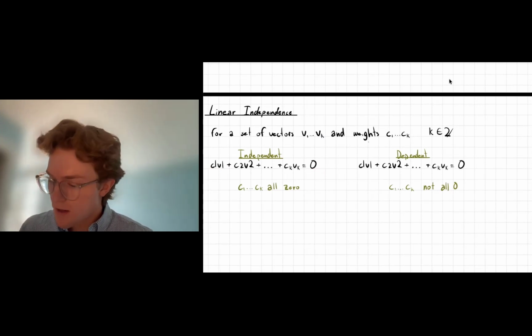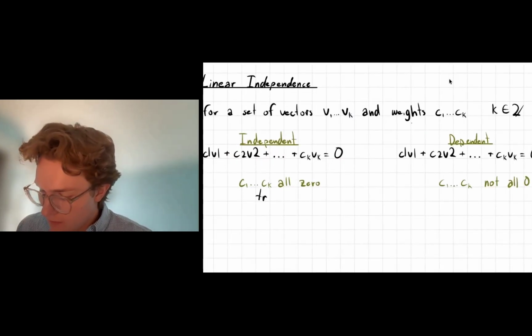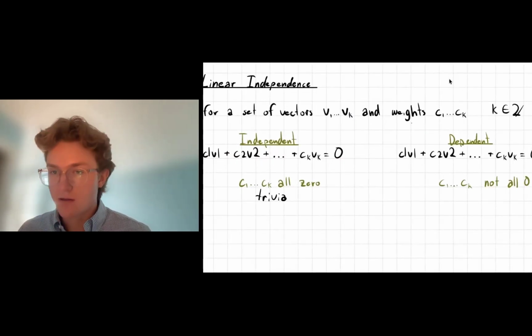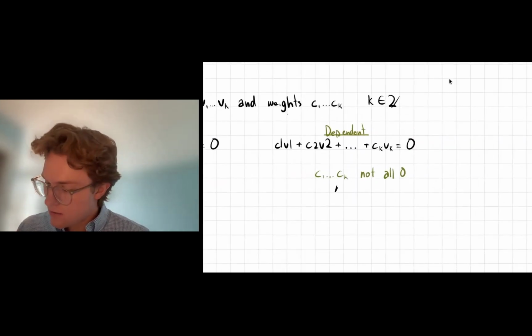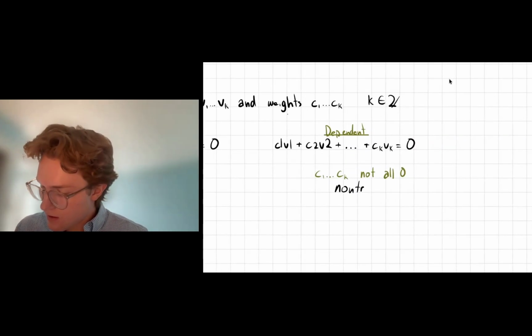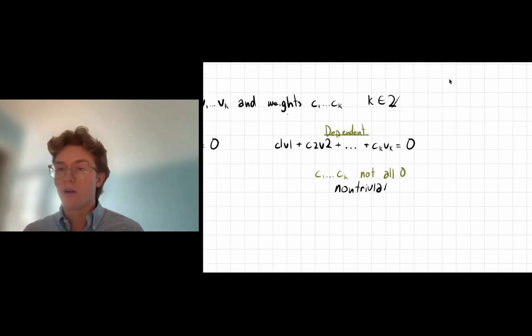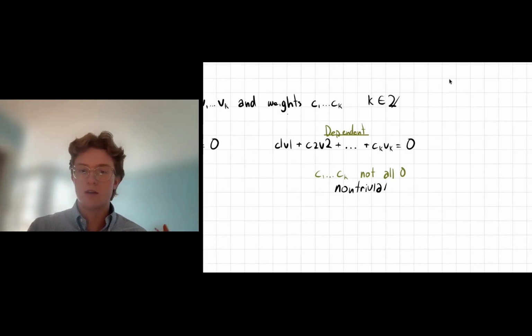Now, the key difference between independent and dependent is the weights. For independent, the weights will all be zero, and this means it's the trivial solution. For dependent, it will be a non-trivial solution, because the weights will not all be zero. At least one of them will be nonzero.